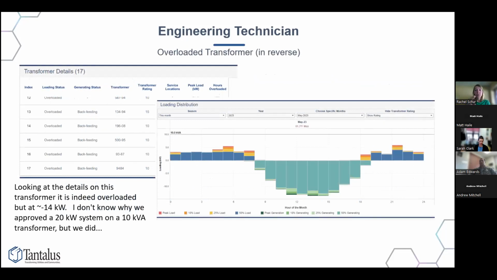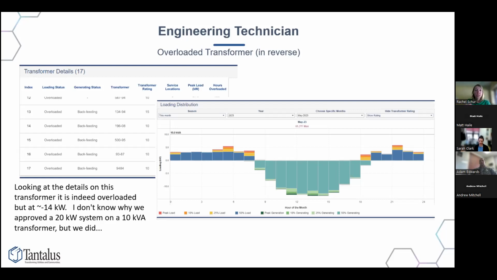So this is a deeper dive into that one. Looking at this transformer, it's a 10 kVA transformer, but we're pushing almost 15 kVA in reverse on that transformer. That's something we've been talking to Tantalus about too: we maybe want the max line, and you can see in the positive there at 10 kVA, but also having something in reverse, to show no matter what, if it's going 10 kVA in the positive or 10 kVA in the negative, that is what your transformer is rated for.